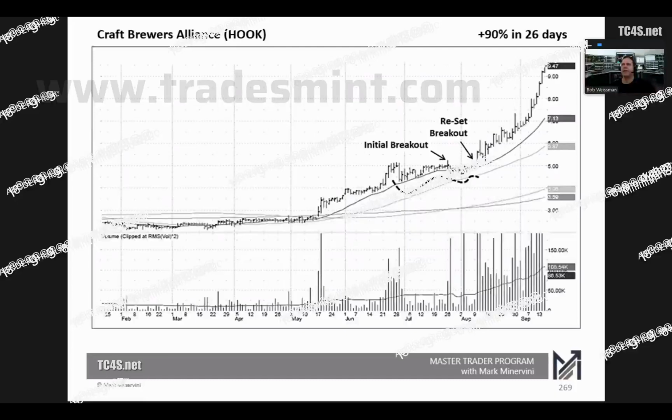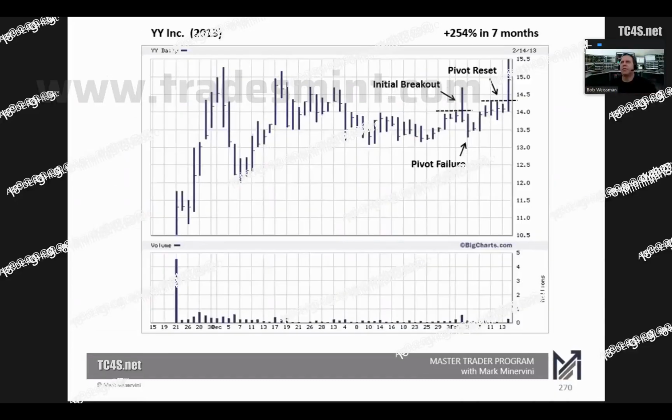Okay, on 270, next page. Question being asked: why not wait until the price breaks out from the base as opposed to buying them here? It seems like there's too much supply on the left-hand side.